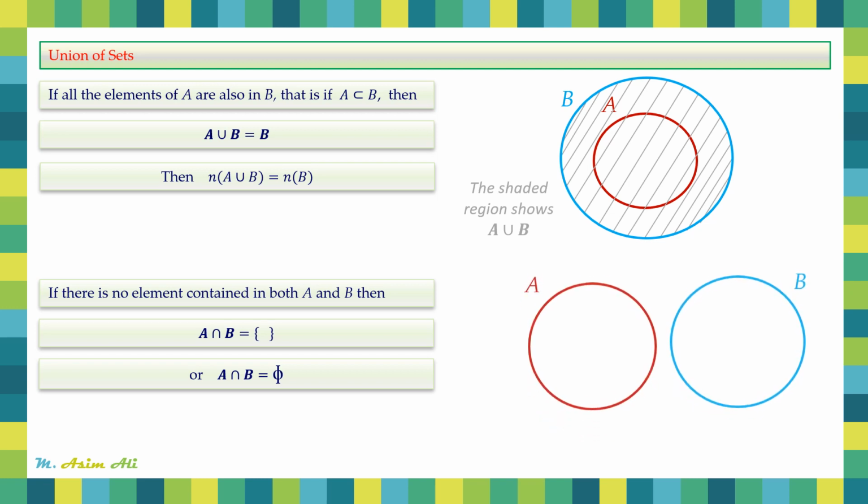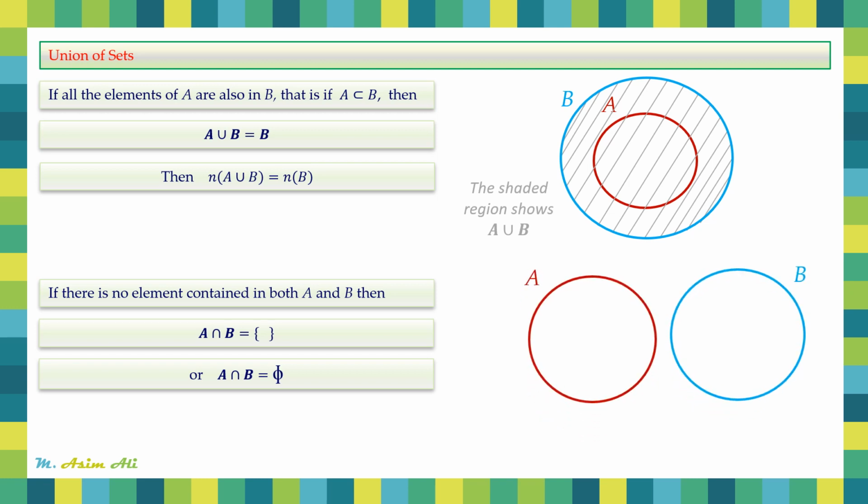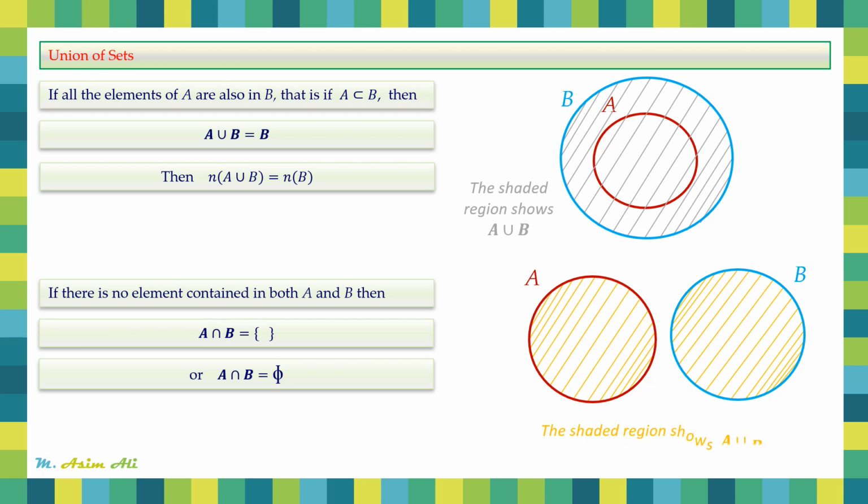And how will we make the Venn diagram for this? We will make them separated because there is no element in common. These are disjoint sets, and we can still combine the elements of A and B to find their union set. So we will shade all the elements of A and B to find the union of these two sets, because any element of A or any element of B will come in the union.